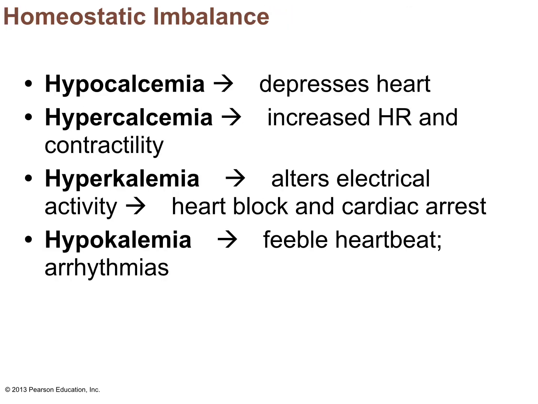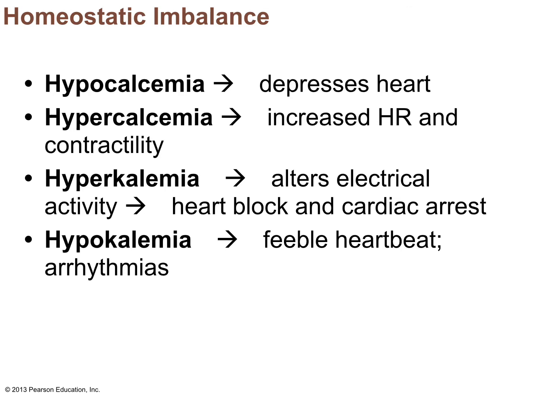Some imbalances that we're just going to memorize. Hypo means decrease, hyper means increase, right? So if we have hypocalcemia, this is low calcium in the blood, that's going to depress the heart. If we have hypercalcemia, that means too much calcium in the blood, that's going to increase the heart rate, and it's going to increase contractility.